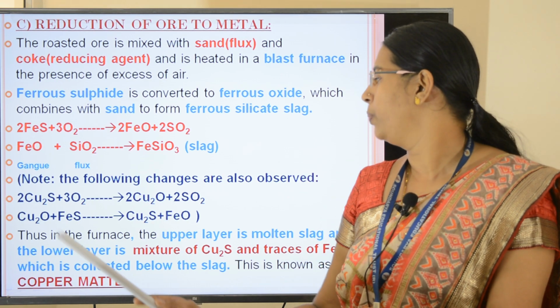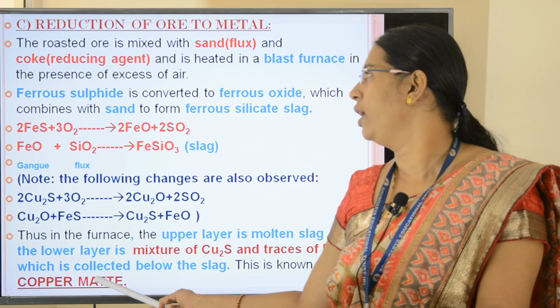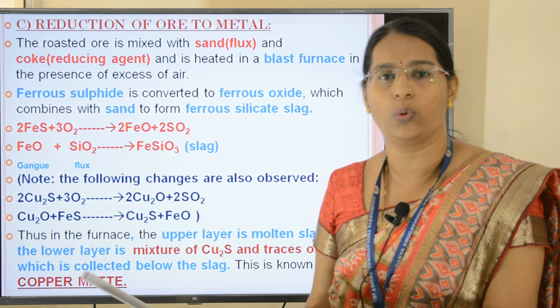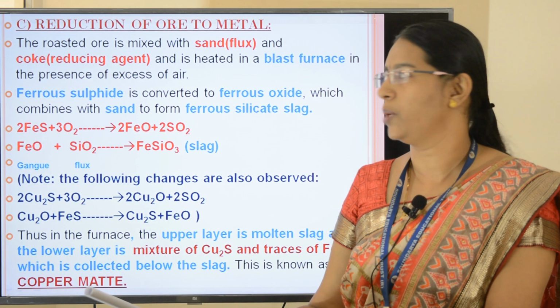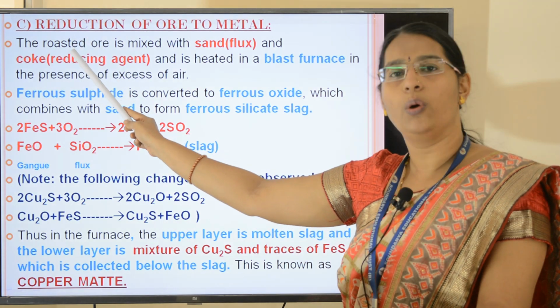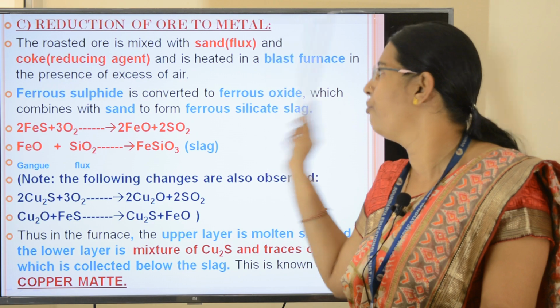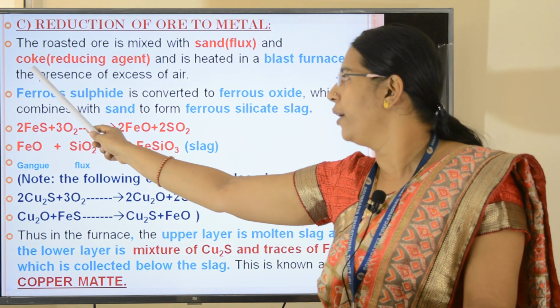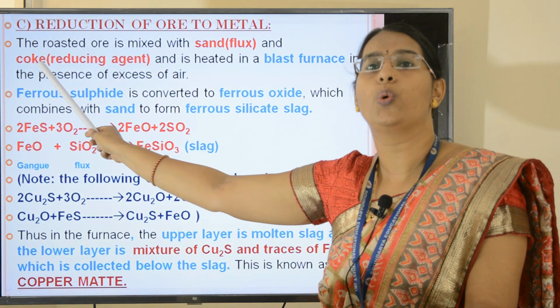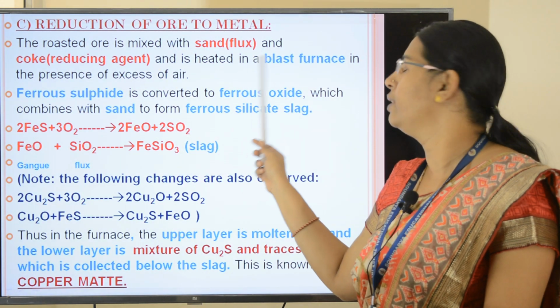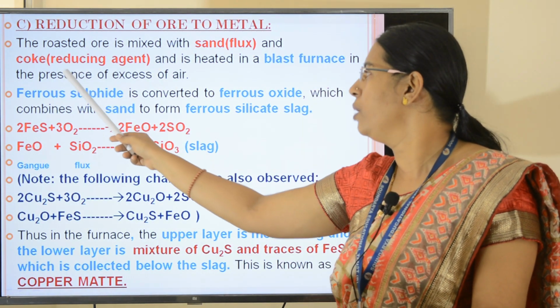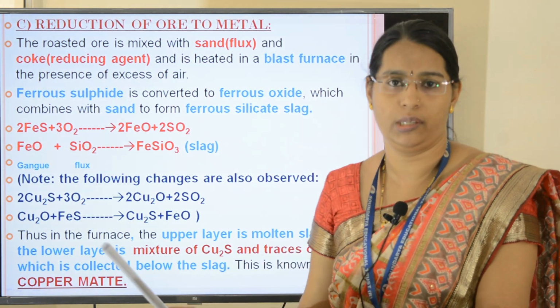So first step is formation of copper matte from the roasted ore. So let us discuss that step now. Here the roasted ore is mixed with sand, which acts as a flux, and a reducing agent used here is coke, and that is heated in a blast furnace in the presence of excess of oxygen.